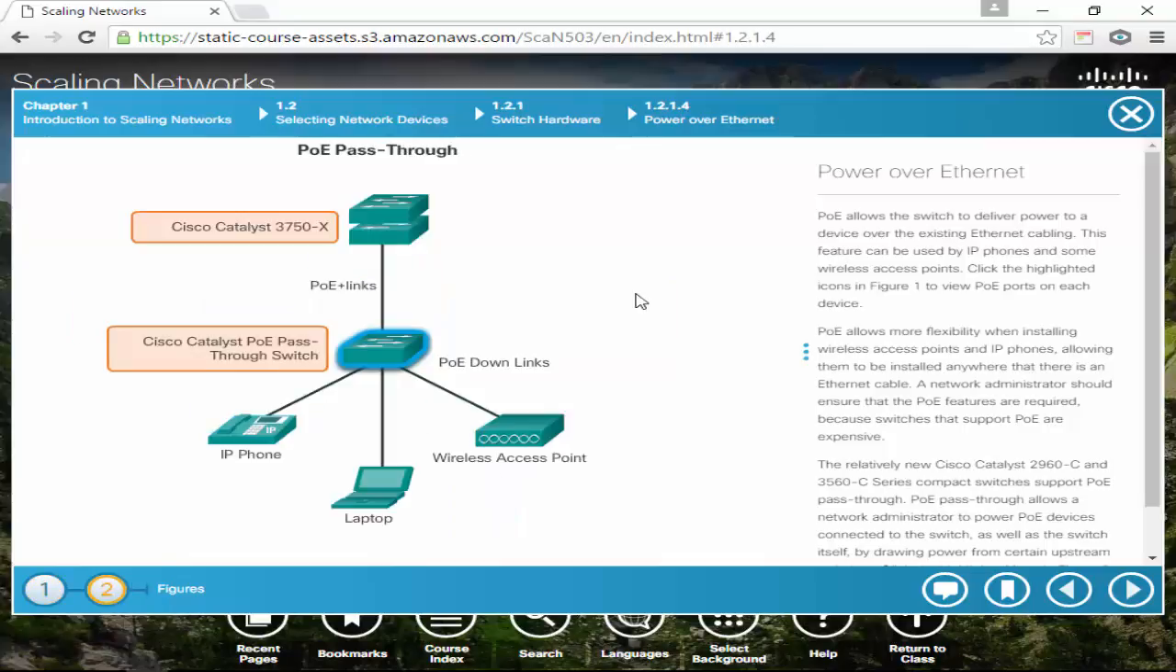Okay, this is something Cisco really likes, and it's called PoE pass-through. On these compact switches, if we look down here, it says 2960C and 3560C. They don't come with a power supply. Well, you can order them with a power supply, but if you do, they don't support PoE pass-through. Some of them don't even have a power supply. We can use these PoE Plus links to power them, and the reason they do this, 3750X, I believe, is because it puts off more power than a typical switch.